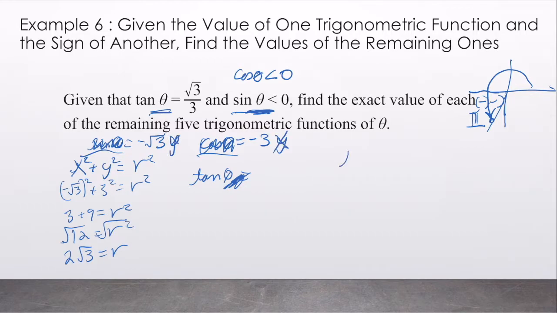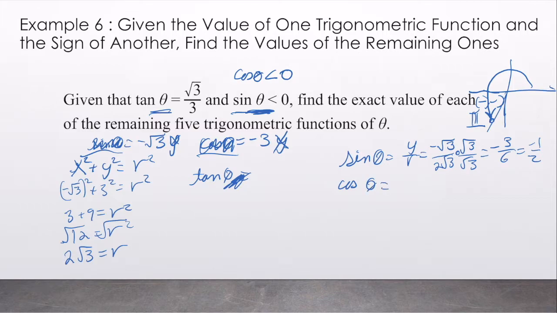So I have sine of theta, which is y over r, which is negative square root of 3 over 2 square root of 3, and I multiply the square root of 3 on the top and the bottom. That gives me negative 3 over 6, which is negative 1/2. For cosine of theta, which is x over r, I have negative 3 over 2 square root of 3. Multiply the square root of 3 on the top and the bottom. I have negative 3 square root of 3 over 6, which is negative square root of 3 over 2. Tangent of theta was given to me. It's a positive square root of 3 over 3.